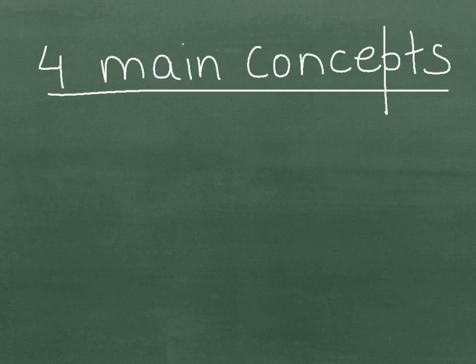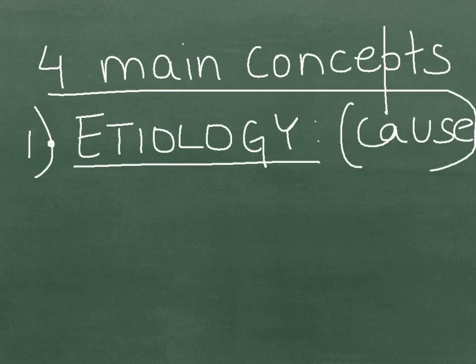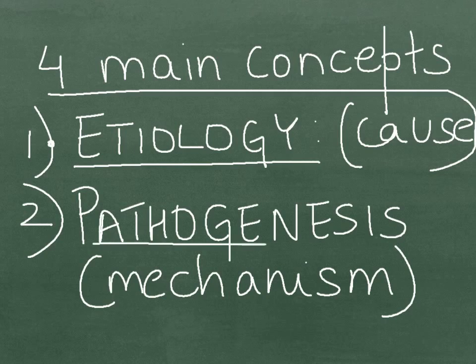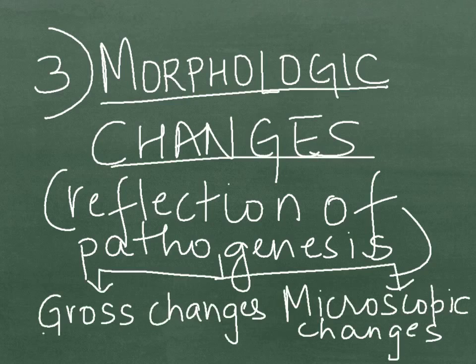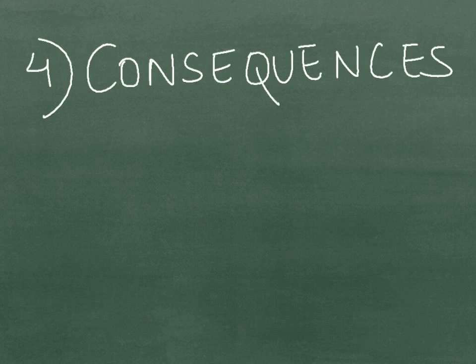The four main concepts of pathology are: number 1, etiology or the cause of the disease; number 2, pathogenesis or the mechanism of the disease, or in simple words, the story of the disease. The third one is the morphologic changes or the reflection of pathogenesis, which may be further classified into gross changes or the observable changes and the microscopic changes. And lastly, the consequences of the diseases, which may lead to further complications.